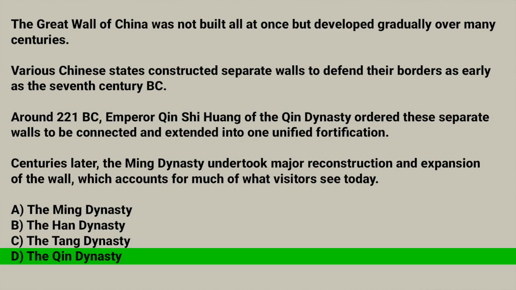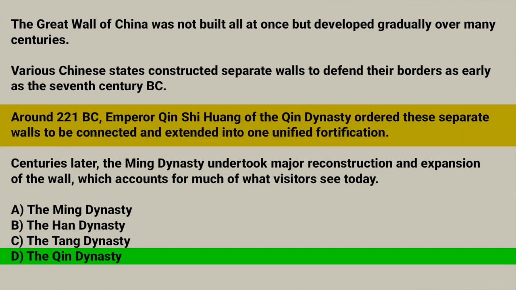For specific detail questions, the answer is directly stated in the passage. Scan for the key word in the question, in this case, connected, and go straight to that sentence. Do not rely on memory. Always go back to the text. The Ming Dynasty appears in the passage too, which is why choice A is a common trap. But the passage clearly says that it was the Qin Dynasty that connected the walls.